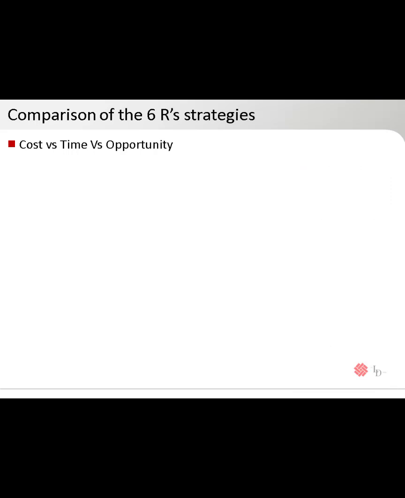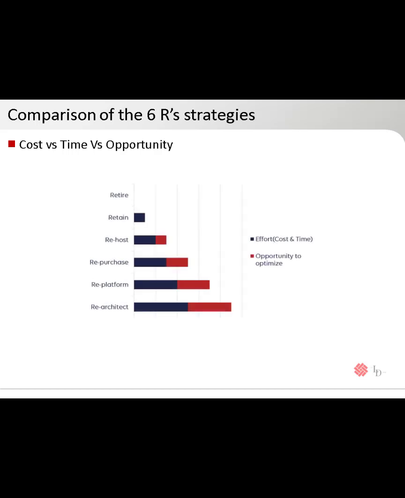The most important part is to understand the cost versus time versus opportunity. The comparison of these 6 R's strategies: they differ in complexity, opportunity to optimize, and effort, money and time. The graph should help you understand which of the strategies is easiest and which is more complex. Here you can see the opportunity to optimize, modernize, and containerize if needed. The effort is the balance between cost, time, and the opportunity.